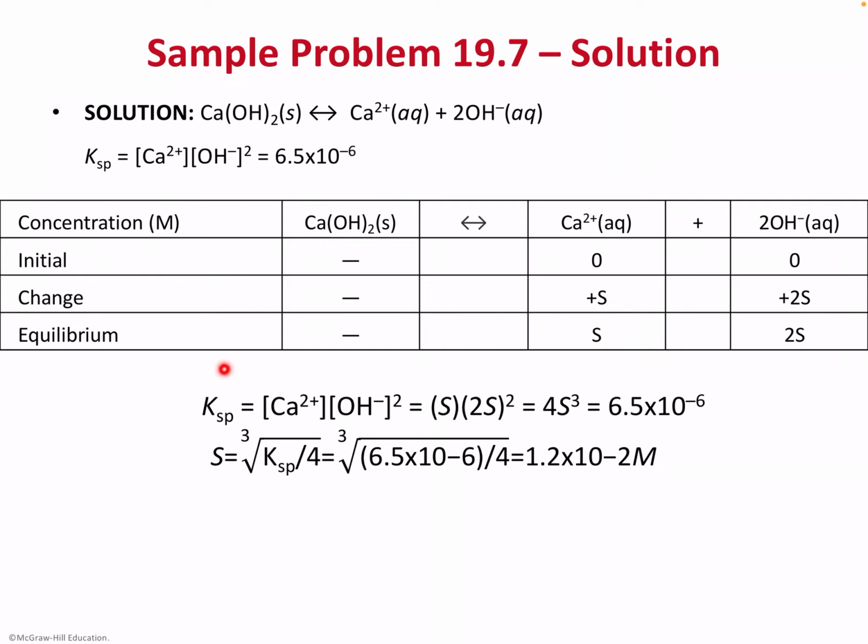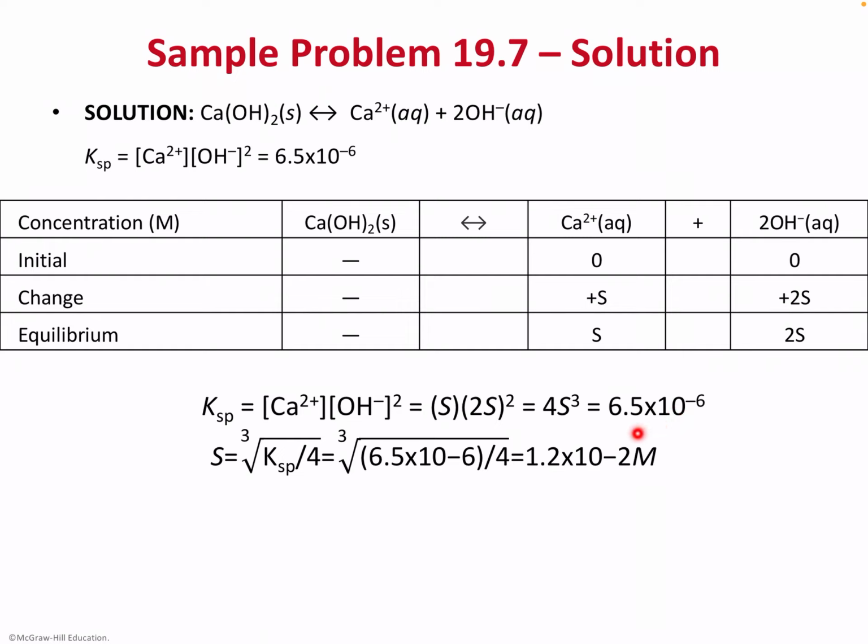So the KSP, which is the same expression we wrote, calcium ions times hydroxide squared. Now we put them in terms of S. S for calcium, 2S for hydroxide. And still we need to raise it to the power 2. So when you do this calculation, S times 2S raised to the power 2. So 2S times 2S is 4S squared times S, 4S cubed. So KSP is 6.5 times 10 to the negative 6. So then S would be, you take this amount and you divide it by 4.